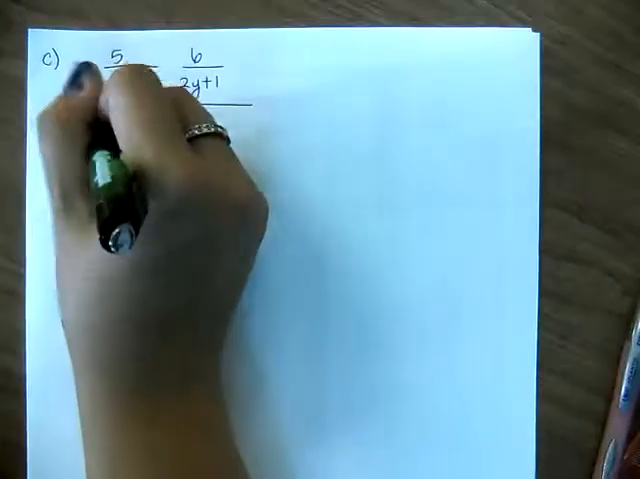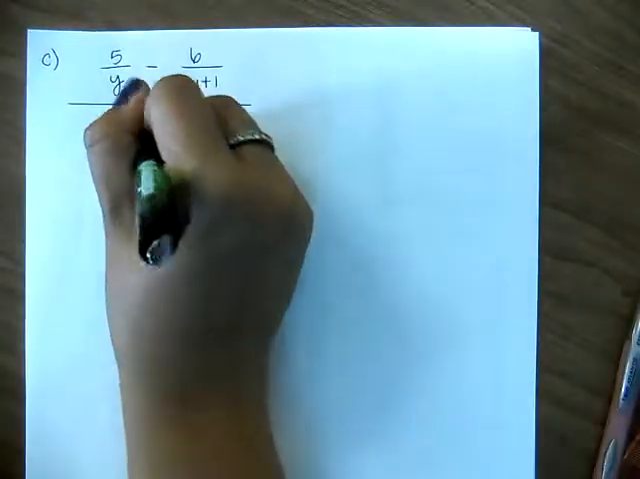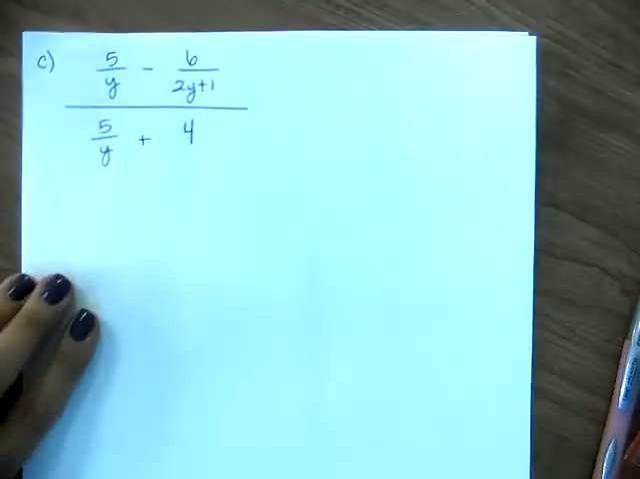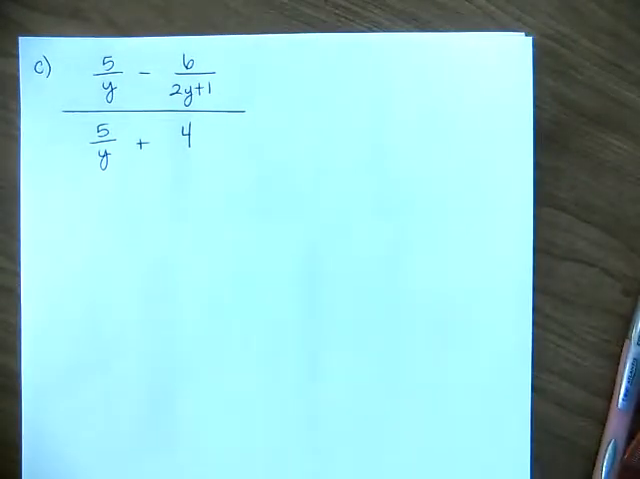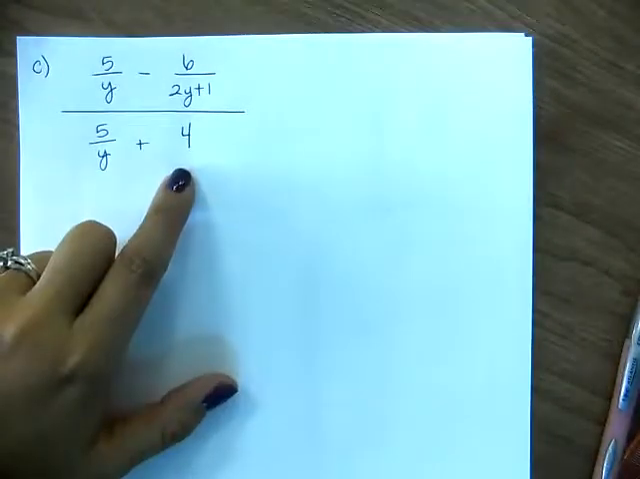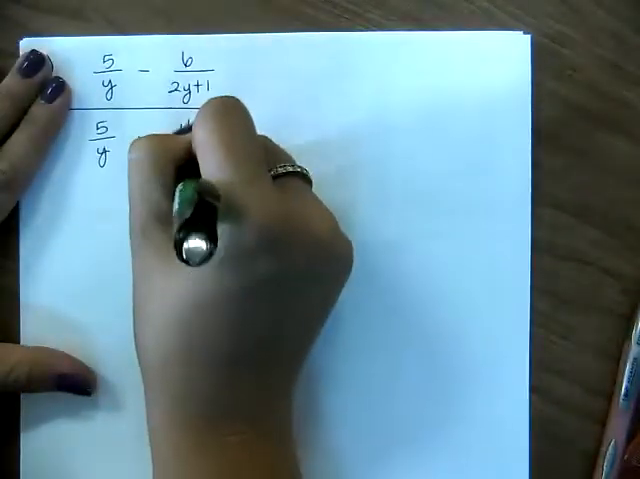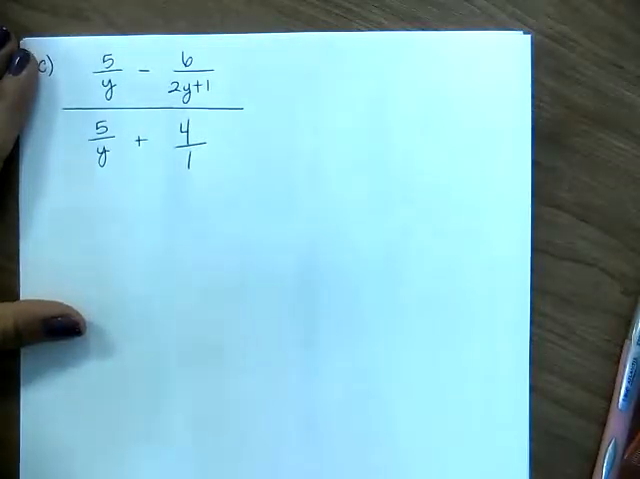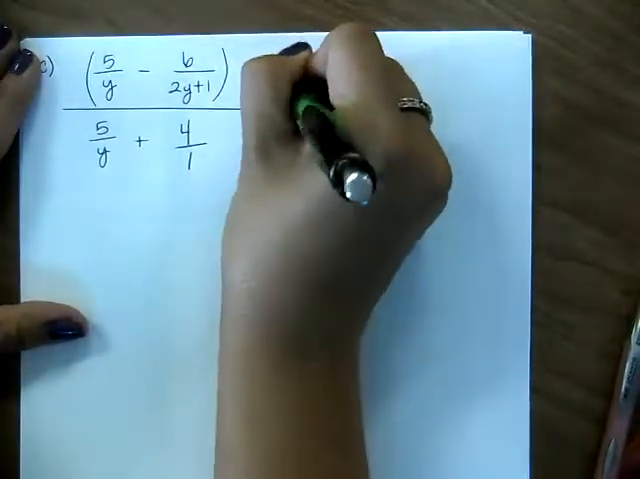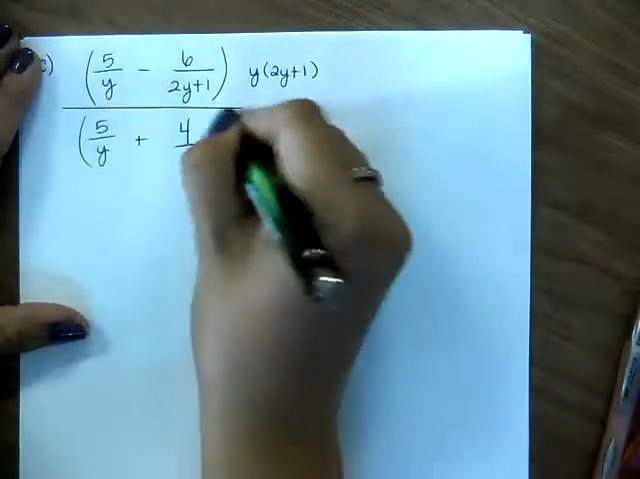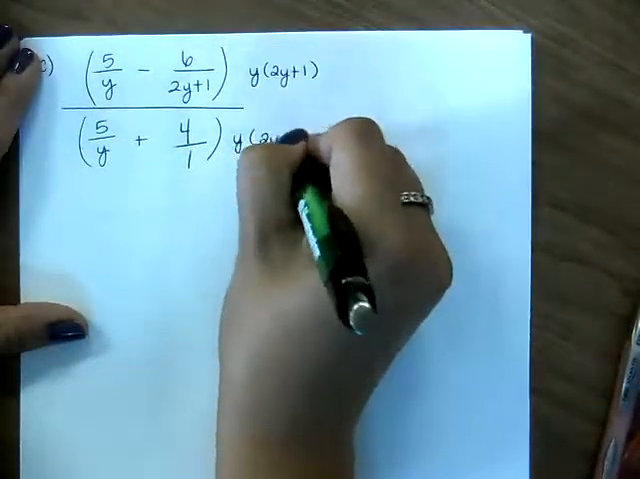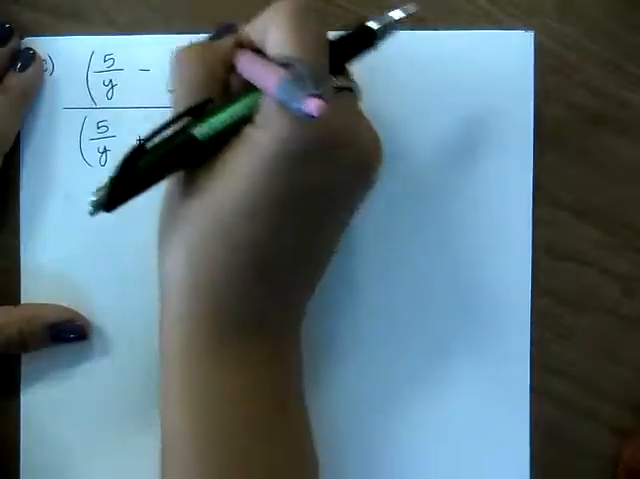All right, now, then we're going to have 5 over y plus 4. Okay, so again, I'm thinking about the fact that this 4, I'm going to make a fraction. I'm just going to put it over 1. Now I have to think about the common denominator. So what's the common denominator? What's the LCD I'm going to multiply by? y times 2y plus 1. You have to do that in both the numerator and the denominator. You have to distribute it to both.